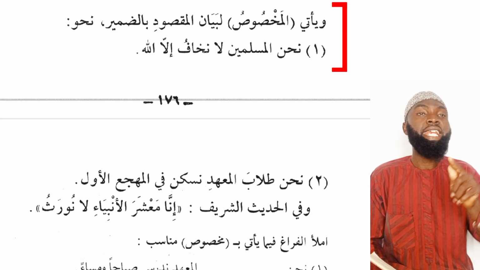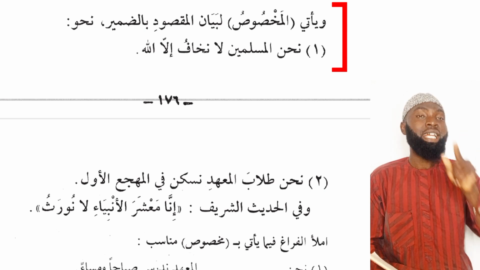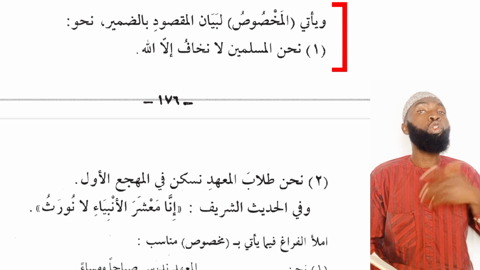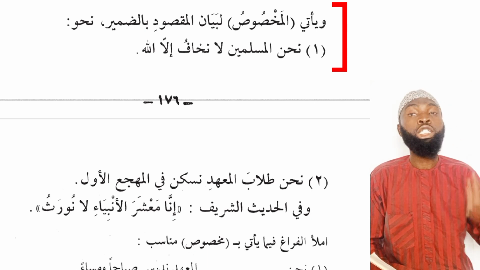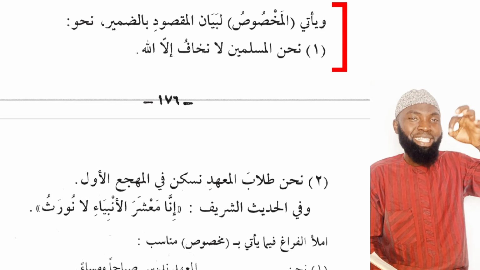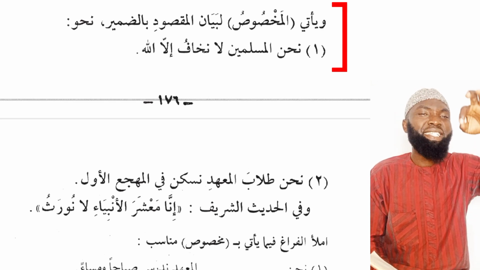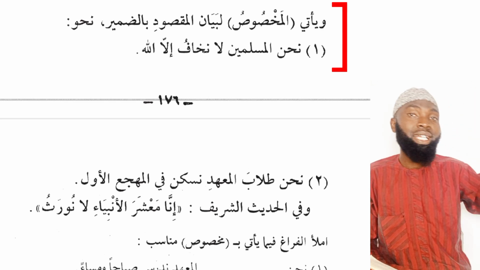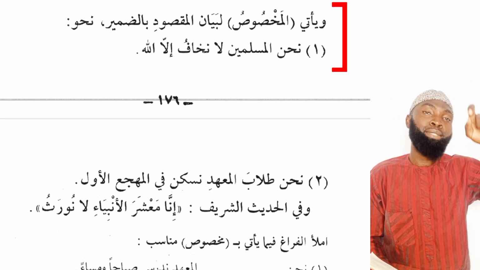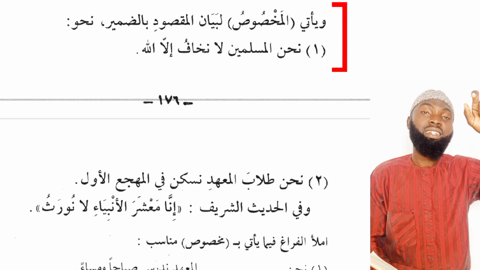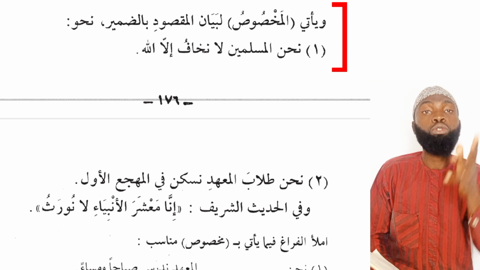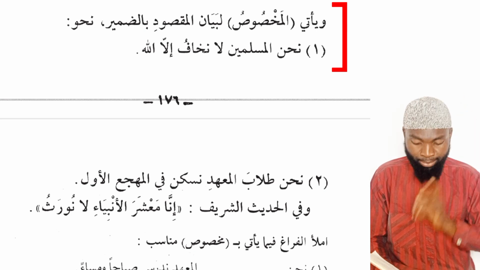So nahnu here is the pronoun. When I say nahnu la nakhafu illa Allah, we don't fear anyone other than Allah, you don't know, perhaps the Muslims, the Christians, the Jews, the Zoroastrians, and the other people. But the moment I put al-Muslimin, I'm saying specifically the Muslims. So the pronoun there was a general pronoun pointing to everyone. The moment I put al-Muslimin, I've reduced the angle of capturing. It's only capturing the Muslims alone.